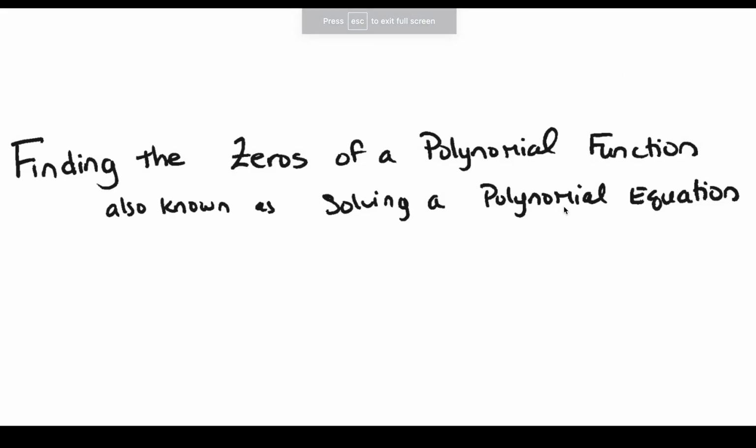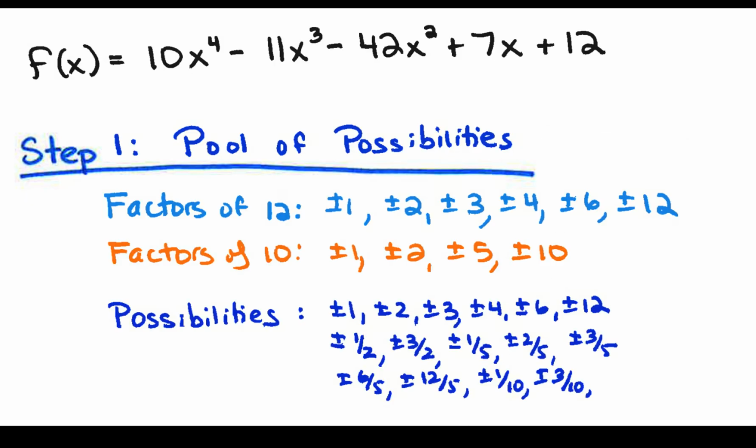All right, let's look at finding the zeros of a polynomial function or solving a polynomial equation. We're going to do this one a little different, just a quick one. If I want to solve a polynomial equation or find all of its roots, it's pretty much a 5-step process. So step 1, you've got to find your pool of possibilities.